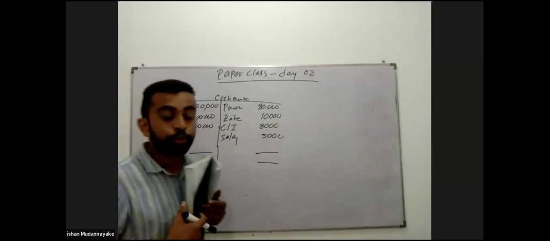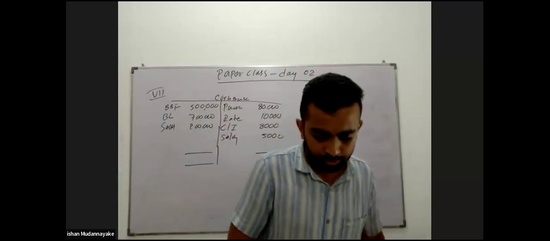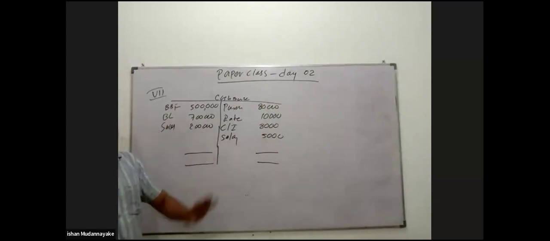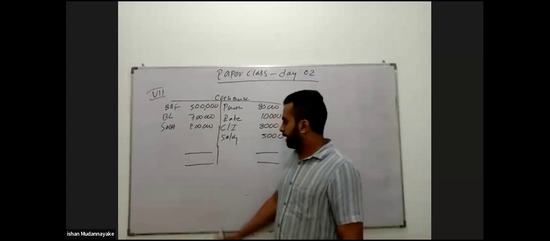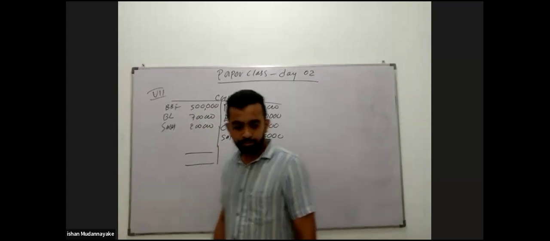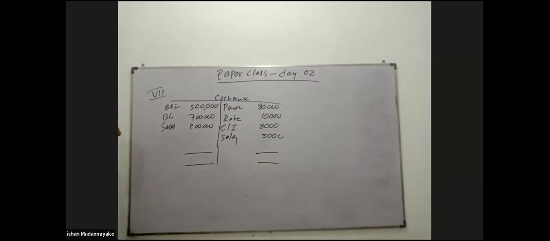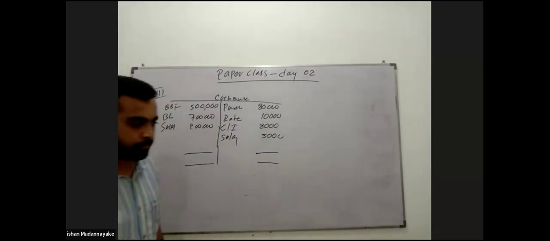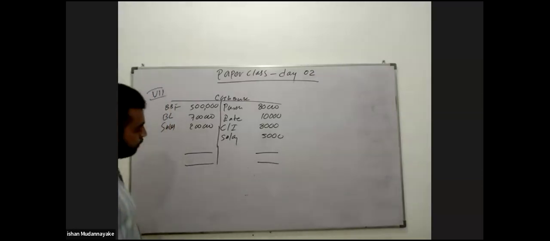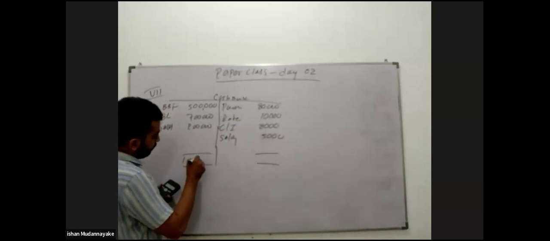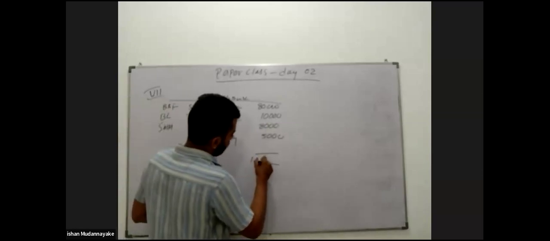Cash inflow, debit, cash outflow, credit. Nothing else. By looking at the question carefully, you can get the answer. Right. How are the closing cash balance? How much closing cash balance? 1,400,000.